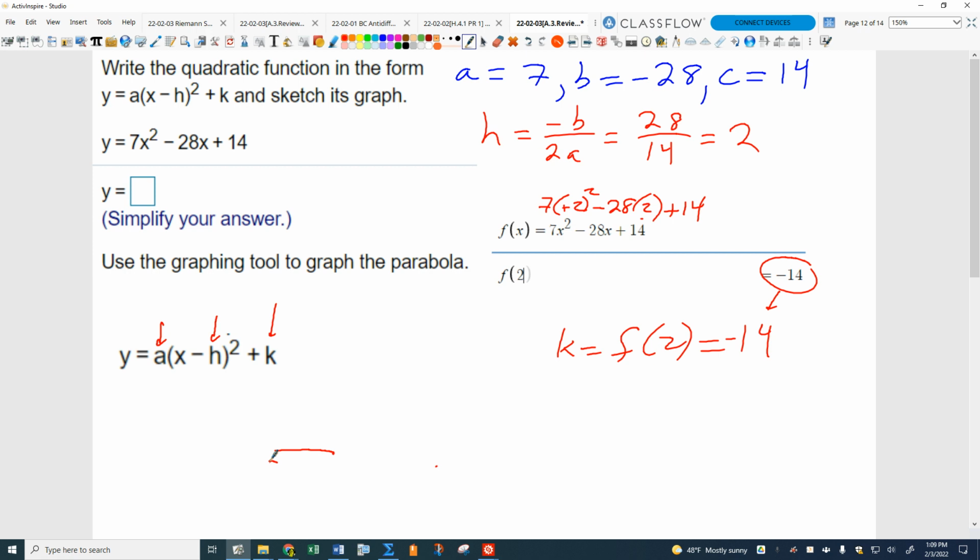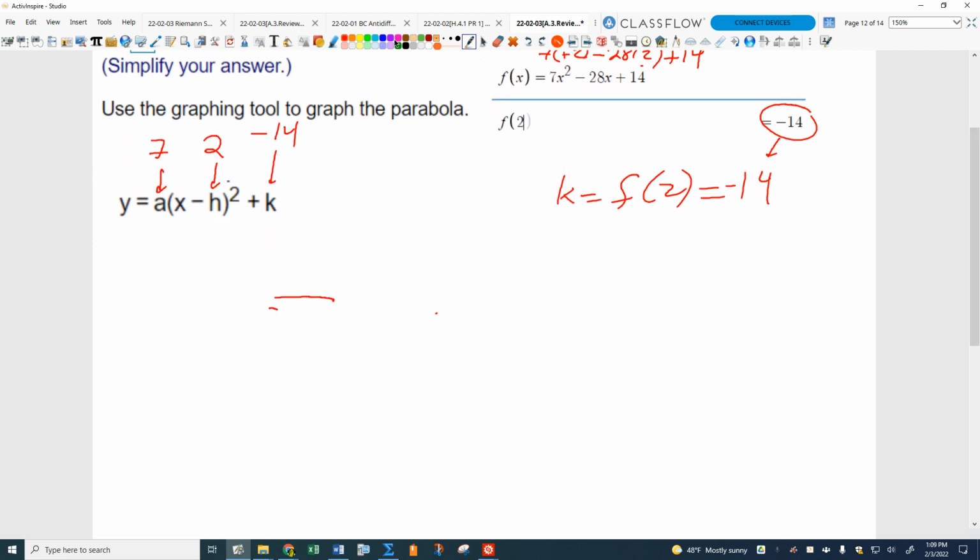So then what are the numbers we're plugging in? Well, a was 7, h was 2, and k was negative 14. So if I had to write this thing out in vertex form, doesn't it just look like this? Y equals 7 times the quantity x minus 2 squared minus 14, right?